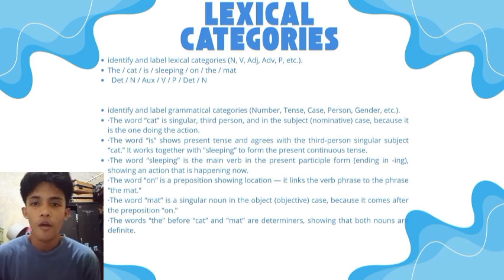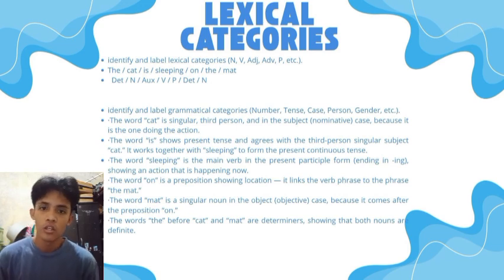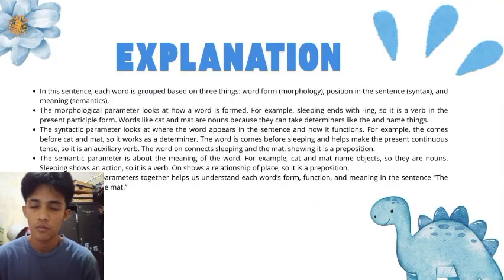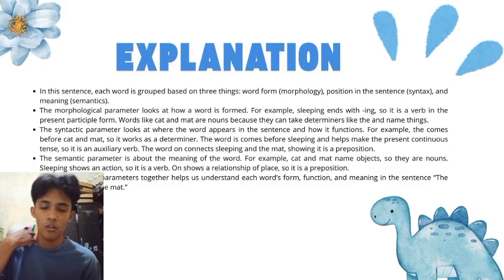Okay, so now I will explain the one sentence that I chose. The sentence is the cat is sleeping on the mat. So the explanation. In this sentence, each word is grouped based on three things. The first is word form or morphology. The second is position in the sentence or syntax, and meaning or semantics.